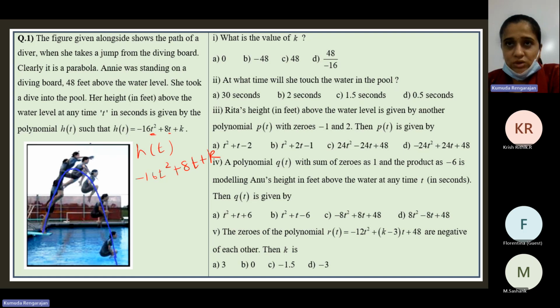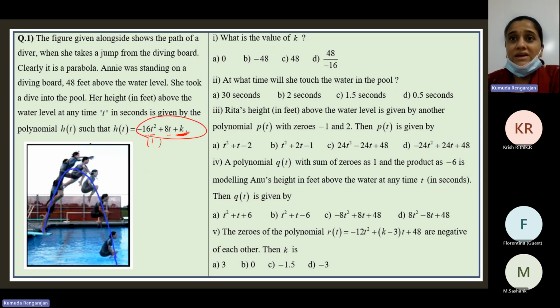The value of t which you give is the time. Let's just take an example. Supposing we take t as 1. Now this is incomplete because we don't have a value for k here. We have to find the value of k. But otherwise, when you give a specific value for t, you get a value for the polynomial, right? That represents the height of the diver above the surface of the water.